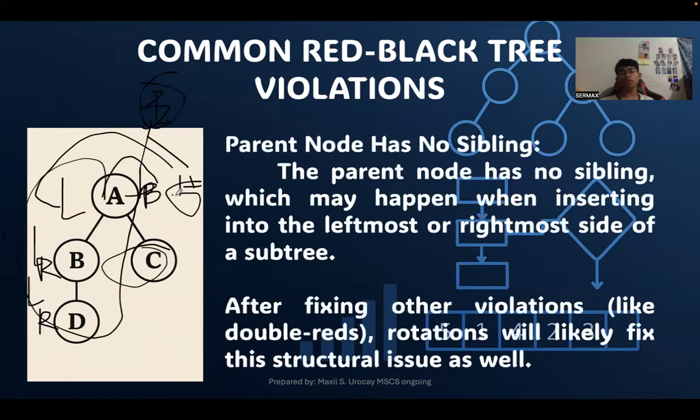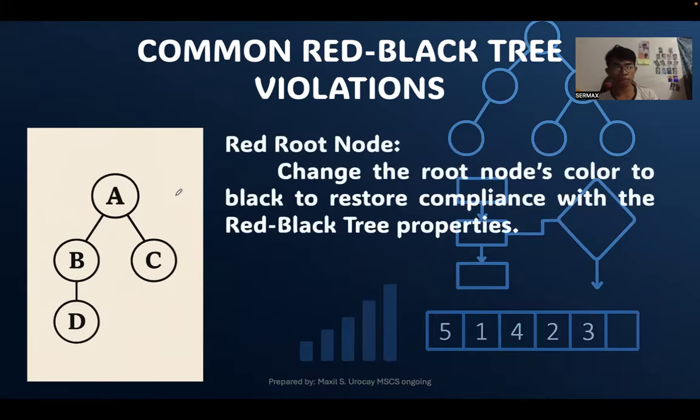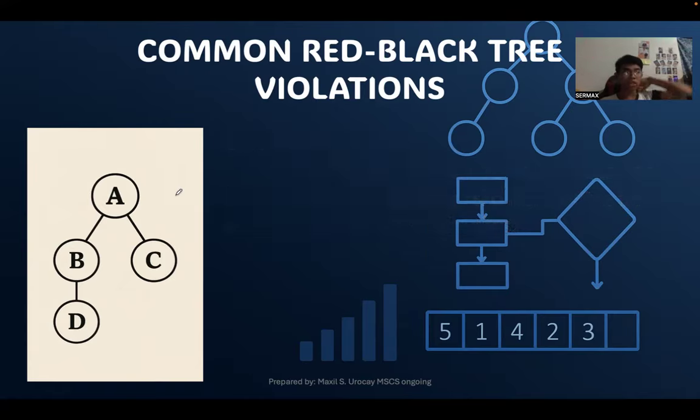After fixing other violations like double reds, the rotation will likely fix the structural issue as well. So as we have stated, we have to perform the rotation so that we can strengthen and maintain the balance of your tree. And for a red root node, change the root node's color to black to restore compliance with the red black tree properties. So if the root node is red, we have to change that into black so that we maintain the black color of your root node.